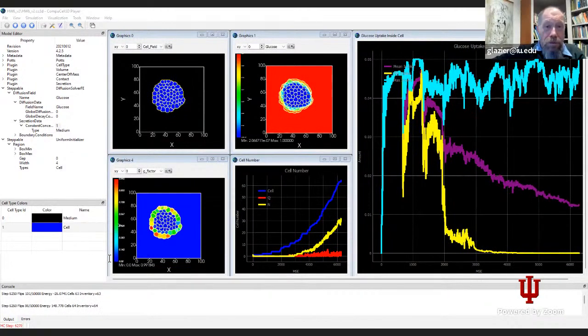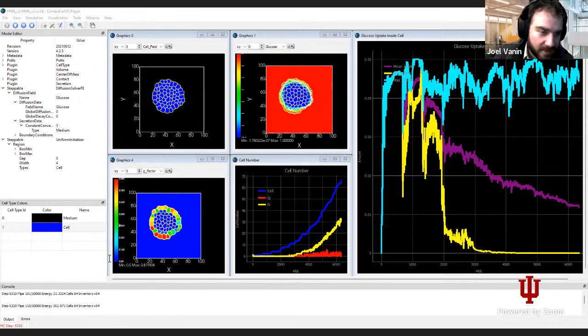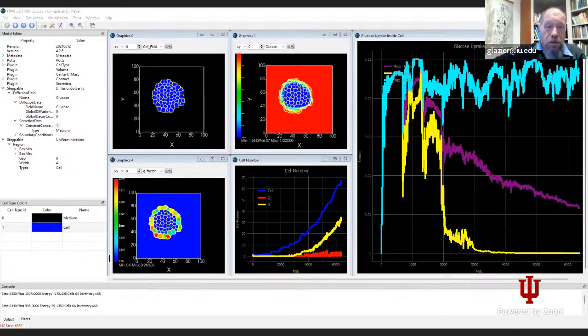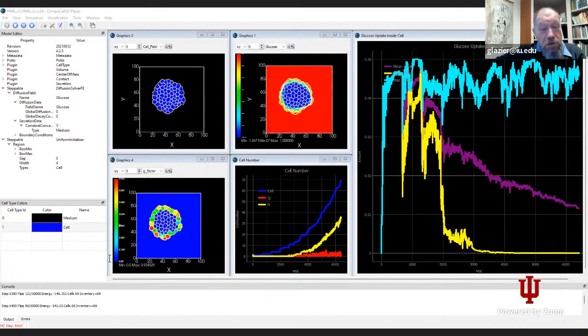I think maybe that's why you have such a short diffusion length. Yeah, it's not defined. So it's 0 in that case. Yeah, it's 0. So this is why you're having only the surface getting nutrient.